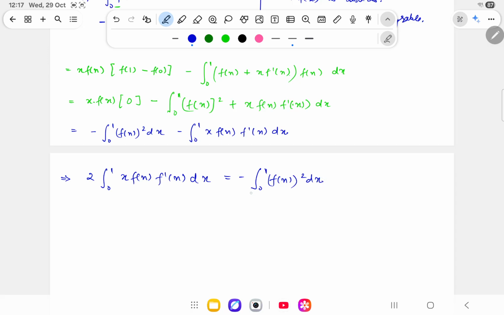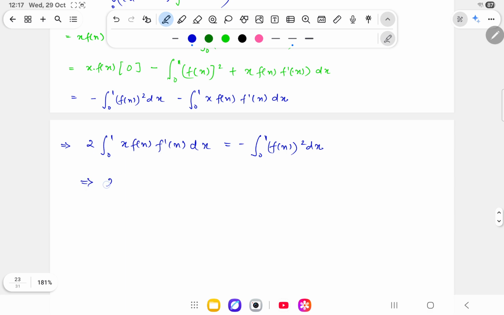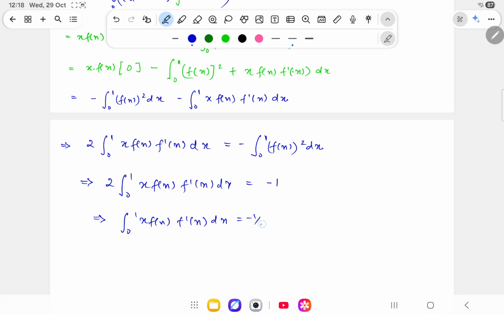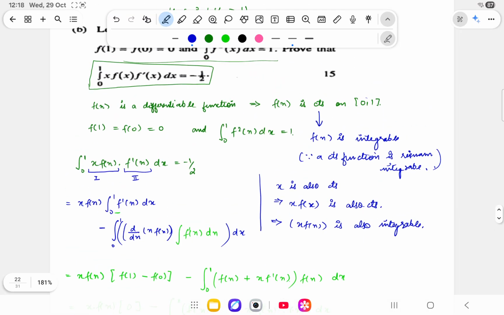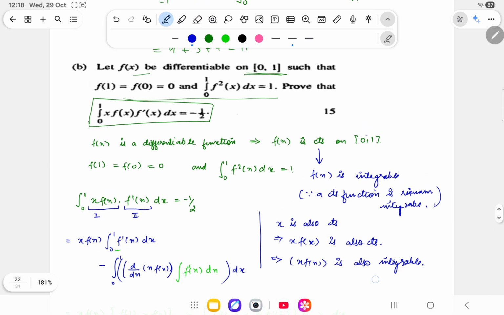And in the question they have given us the value of this term as 1, so 2 times integration 0 to 1 x f x f dash x dx is equal to minus 1. So from here, integration 0 to 1 x f x f dash x dx will be equal to minus 1 by 2, and that's what we're supposed to prove in this question. The main part of the question is to justify why we are able to integrate this function like this. That is where the concept of Riemann integration comes in.